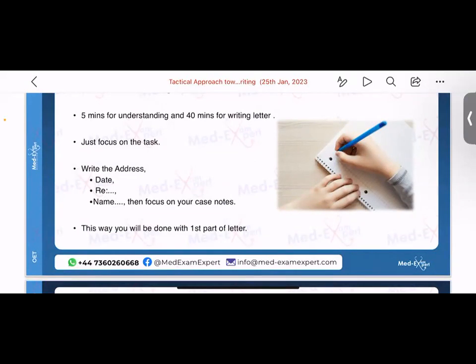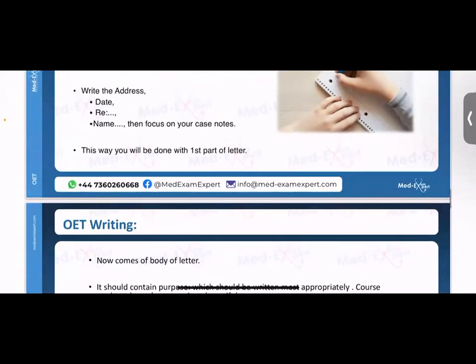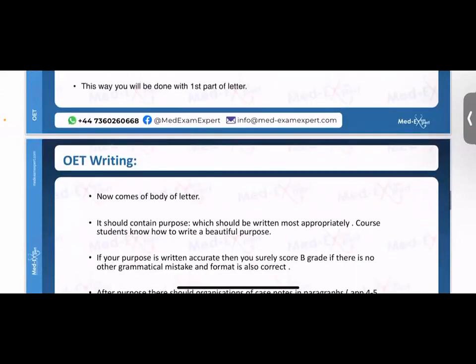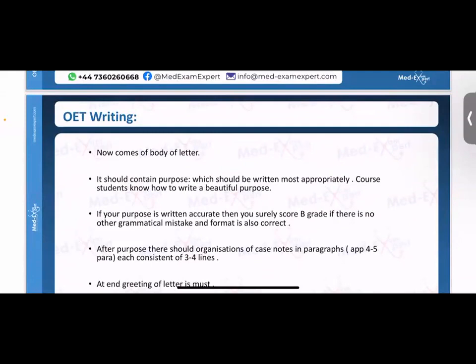Okay. So you have to work very hard on your purpose. Actually, if you are capable enough to write a wonderful purpose, then you can write each and every letter. Okay. Now coming to the body of the letter. It should contain the purpose, which should be written most appropriately.